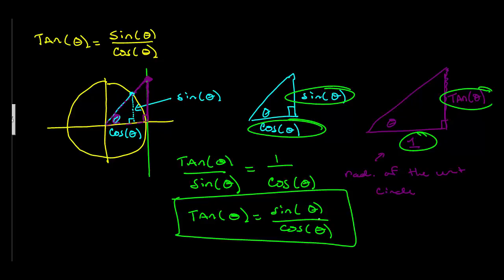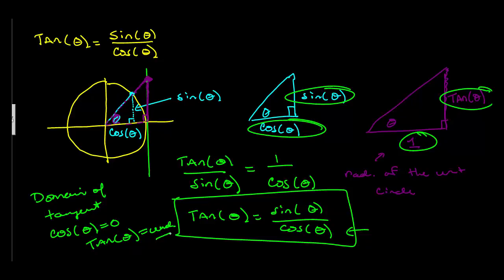And so that will hold for any of these angles in here. What you need to be careful with is, notice, for the domain of tangent, that whenever cosine of theta is 0, tangent of theta is undefined, and that's something that we talked about in the last set of videos.